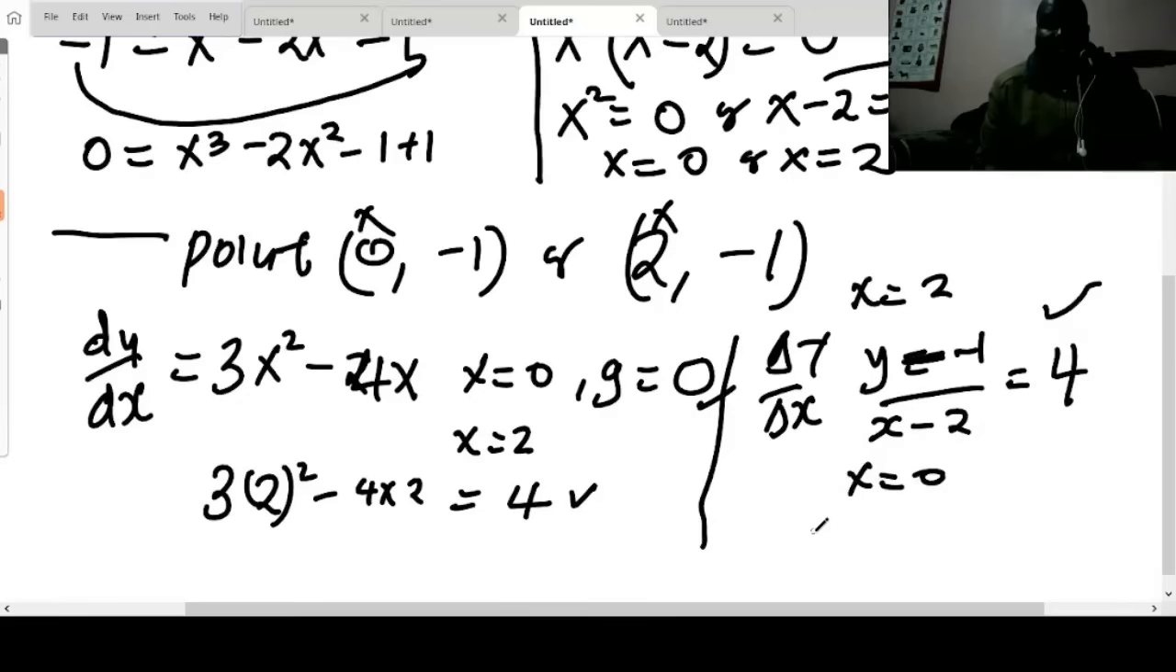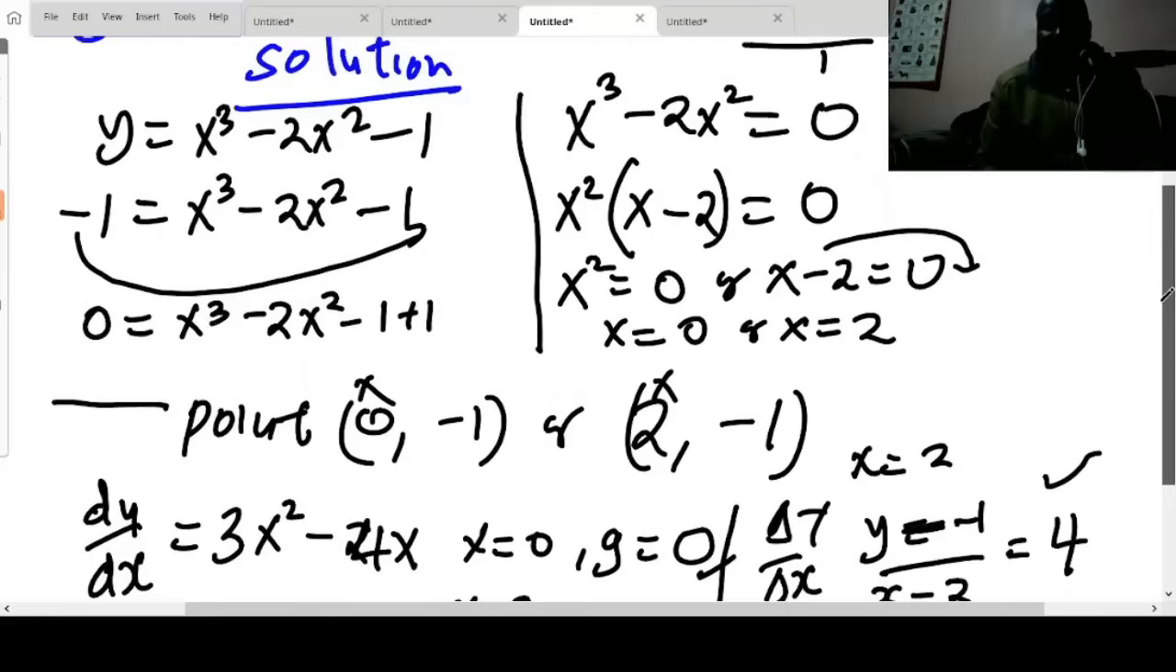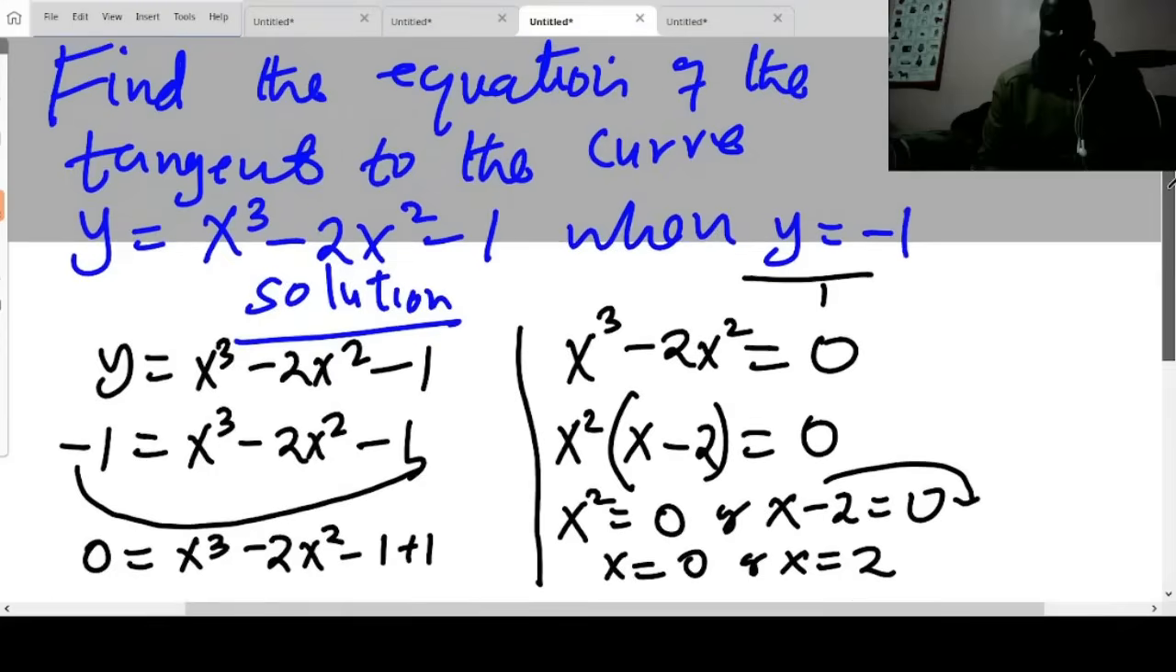And for when x is equal to 0, we say y minus 1 divided by x minus 0, and the answer is 0. And the equation is going to be, everything is 0, y plus 1 equal to 0. That is the equation for when the gradient is 0. As simple as that. I hope you have understood what I have done here.